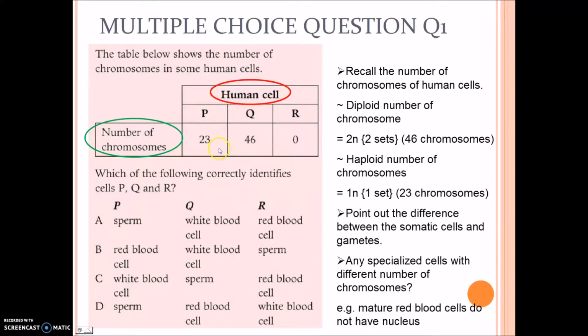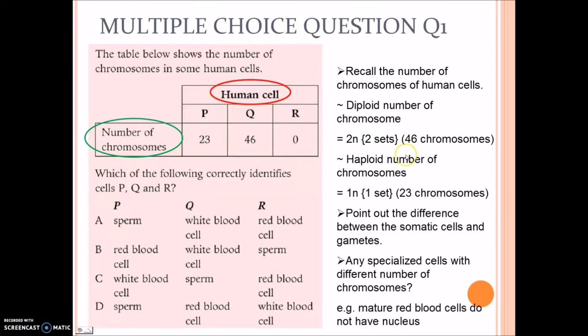Actually, no. Okay, because if the question asks you something about the chimpanzee, the dogs, the fish, they will give you the chromosome number. Except for humans, you need to memorize the chromosome number. The diploid number of chromosomes, 2 sets, is 46.